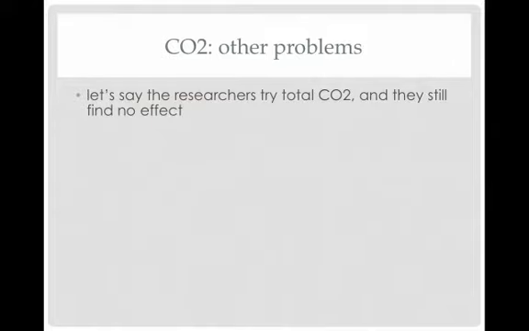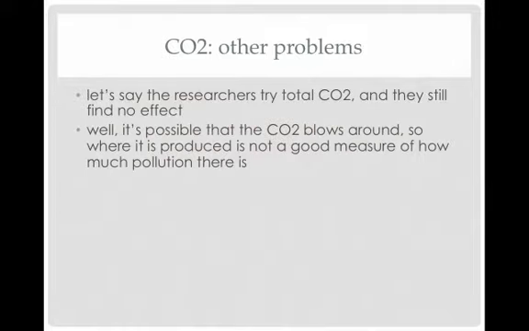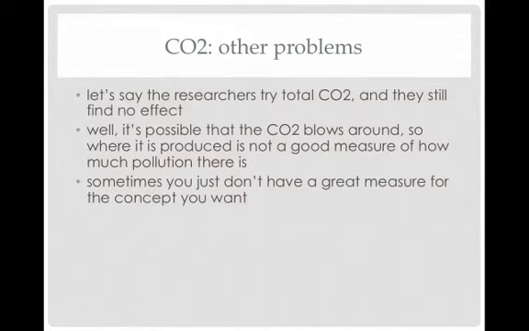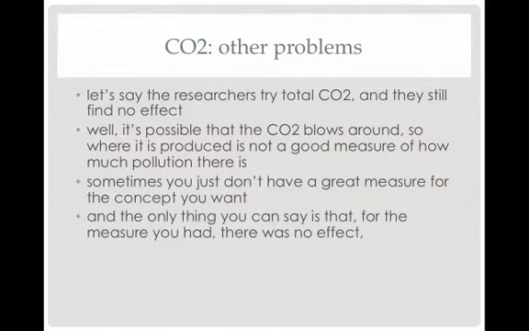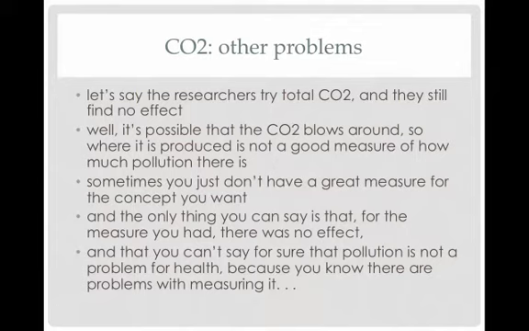Let's say the researchers do try total CO2 and they still find no effect. Well, it's possible that CO2 blows around, so where it is produced is not a good measure of how much pollution there is. Sometimes you just don't have a great measure for the concept you want. The only thing you can say is that for the measure you had, there was no effect. You can't say for sure that it's not a problem because you know there are problems with measuring. So what I'm trying to say is that even if your regression rejects that there's a relationship between pollution and health, that's not the final word, especially because you know there were problems with how you measured pollution. But remember, you don't have to fix the problem. You need to acknowledge it and think about how it might change your conclusions.